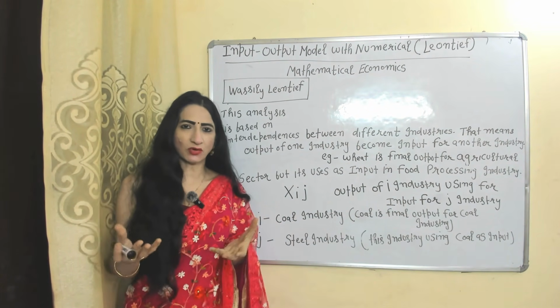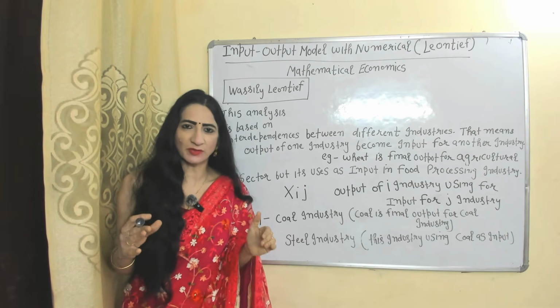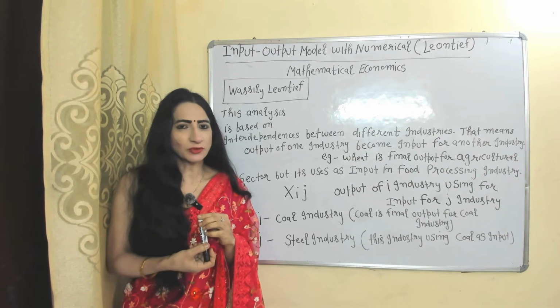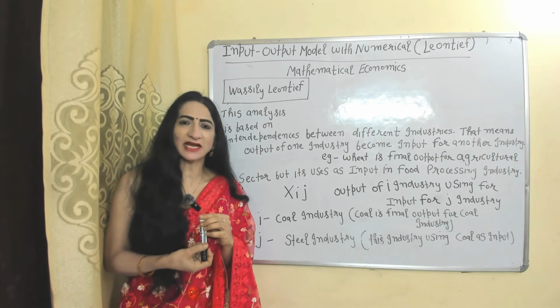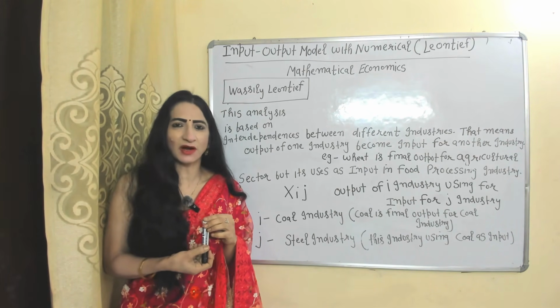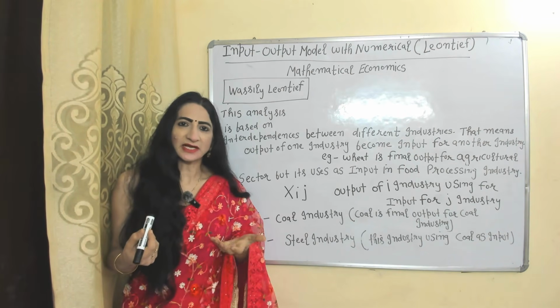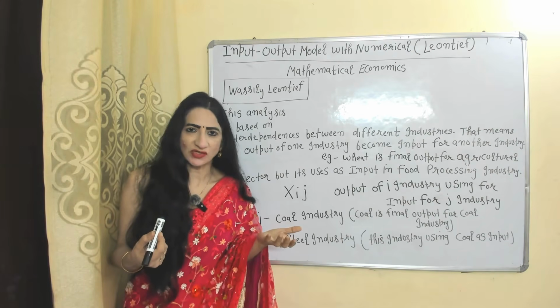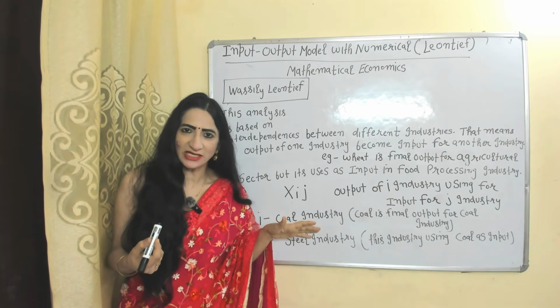Today we are going to talk about the input-output model with a numerical question. The input-output model was given by Wassily Leontief, which is why it is also known as the Leontief model. This model explains the interdependency among industries. That means industries depend on each other.